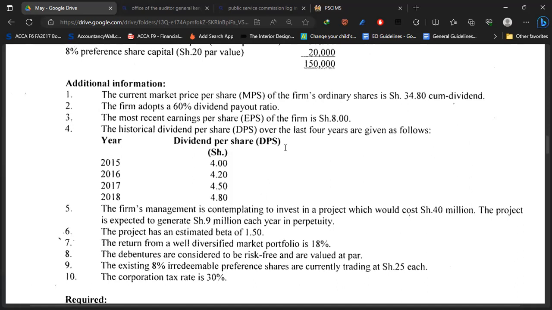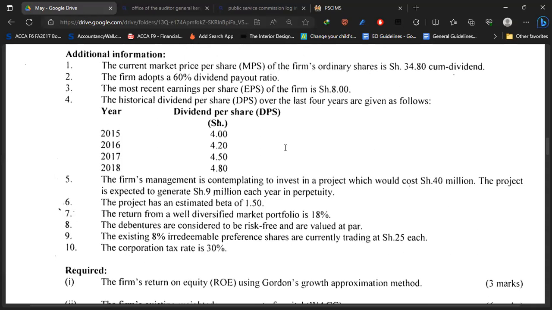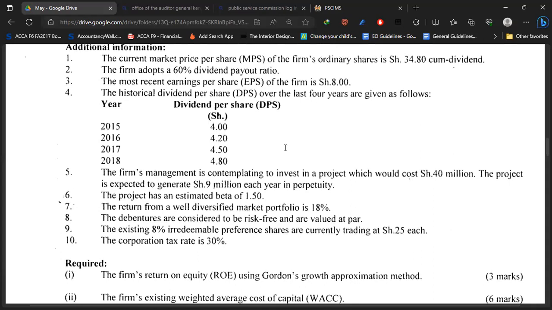But the additional information we have been told: the current market price per share of the firm's ordinary shares is 34.80 cum dividend. What does cum dividend mean? It means that the market price per share is inclusive of the dividends which were already issued to the shareholders. Number two, we have been told the firm adopts a 60% dividend payout ratio. The most recent earnings per share of the firm is 8 shillings. The historical dividend per share over the last 4 years, 2015 to 2018, is provided there by the examiner.